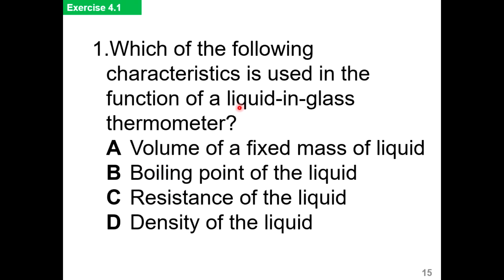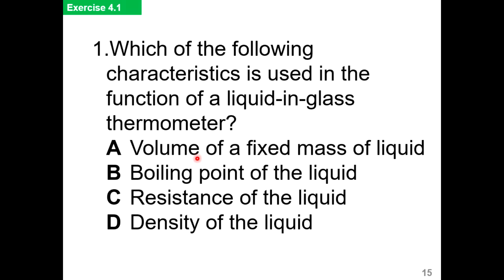Let us do some exercises. For this exercise, I will advise you to read the question first and then think of the answer, and only then proceed with this video. Okay, question number 1. Which of the following characteristics is used in the function of a liquid in glass thermometer? Volume, boiling point, resistance, density. For this question, think of what physical quantity of the liquid will increase or decrease when the temperature changes. Yes, the volume.